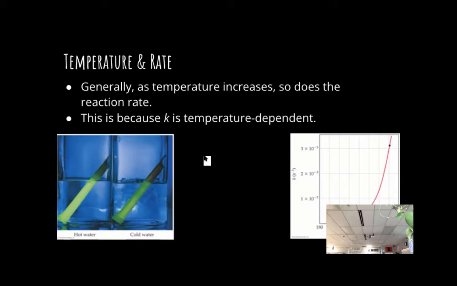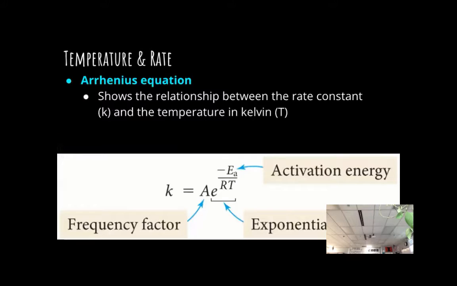So what we can use to actually figure out the temperature or the activation energy or the K is something called the Arrhenius equation. The Arrhenius equation shows us the relationship between the activation energy, which is how much energy is required to get the reaction going, and the temperature in Kelvin.